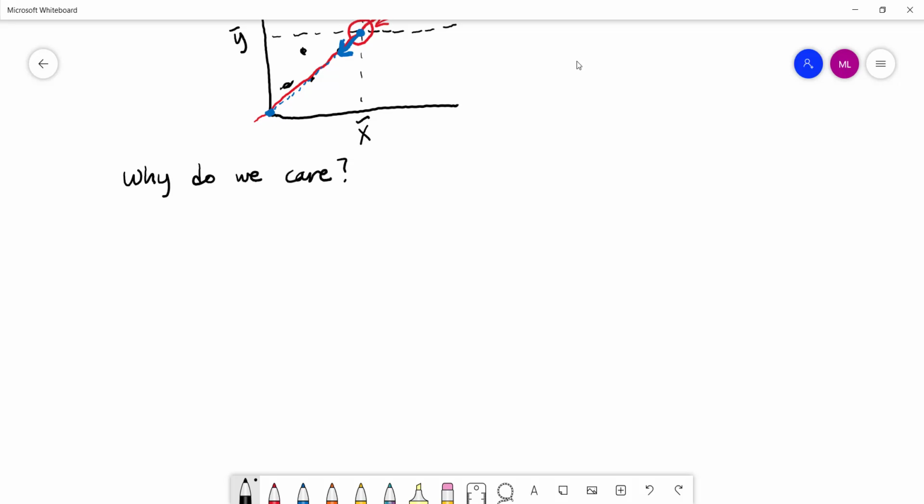Why do we care? Why are we doing this? What is the point of all of this? So far we don't really have a good explanation, a good answer for why we care about the correlation coefficient. Why do we care about this least squares regression line? Who cares? It turns out there are plenty of reasons to care.